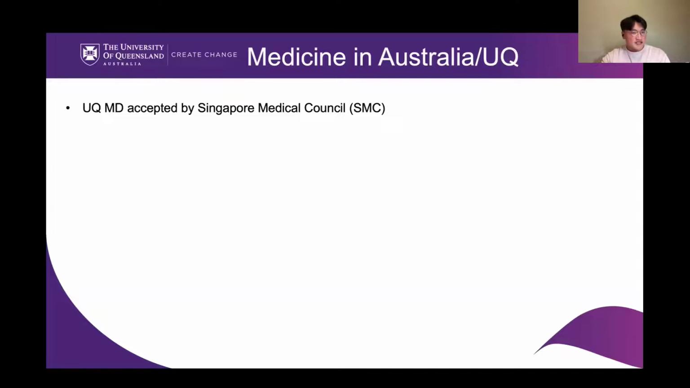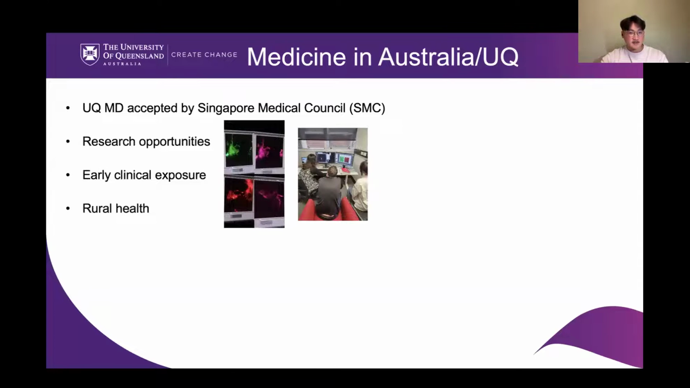But aside from that, UQ is a highly research-focused university, and I managed to experience some of it myself during my undergraduate years.